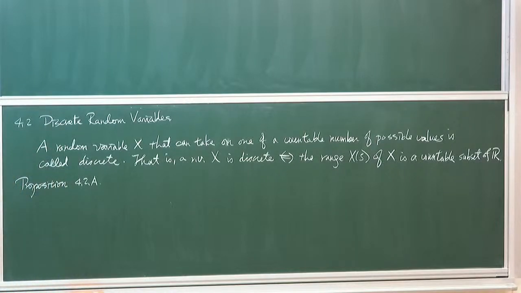In proposition 4.1.b here, we give a necessary and sufficient condition to justify a function to be a random variable. This means that we just need to justify that the inverse image of an interval under x is a member of the sigma algebra F. So this is for a general random variable.